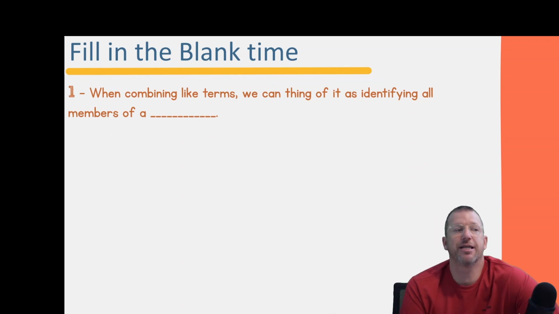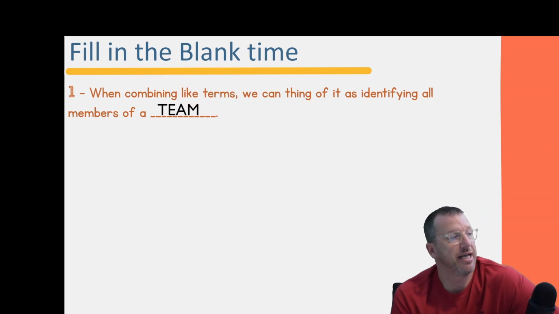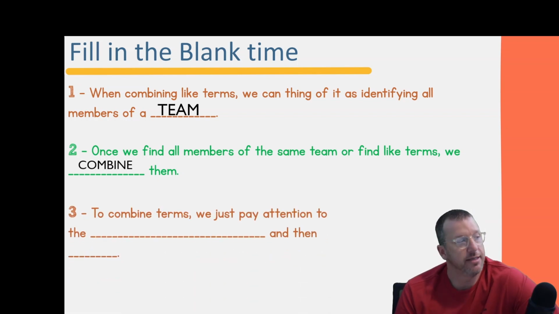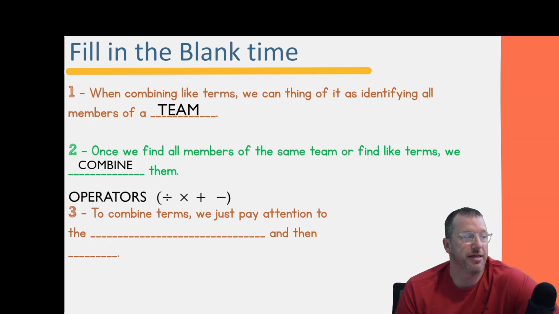So when we're combining like terms, we can think of it as identifying all members of a team. Very good. Once we find all members of the same team or find like terms, we combine them. Write that down. And finally, to combine terms, we just pay attention to the what? We pay attention to the operator.